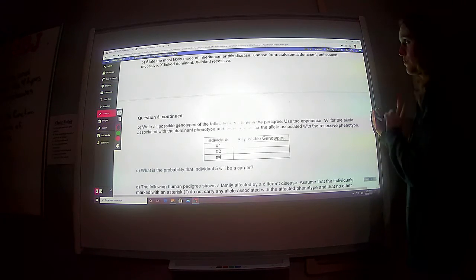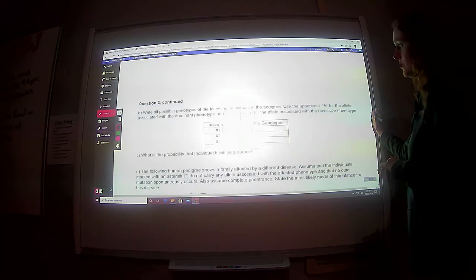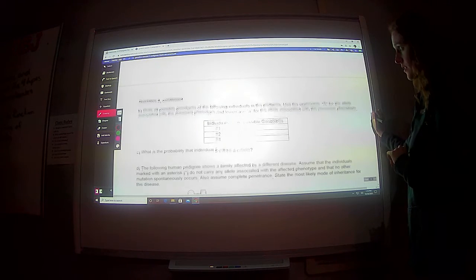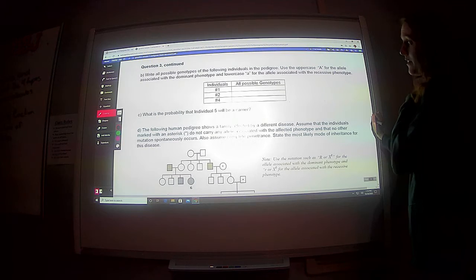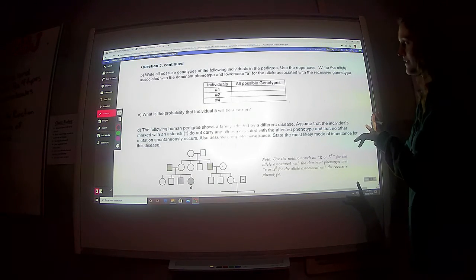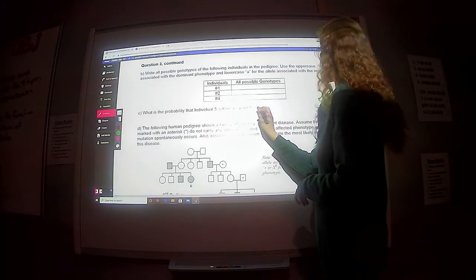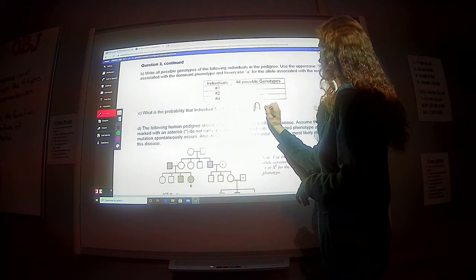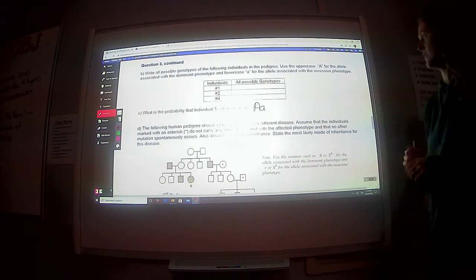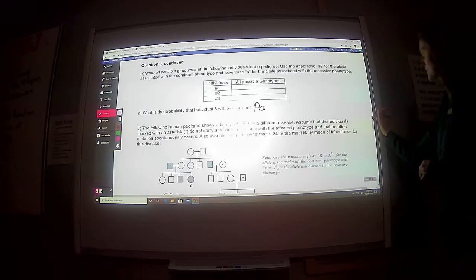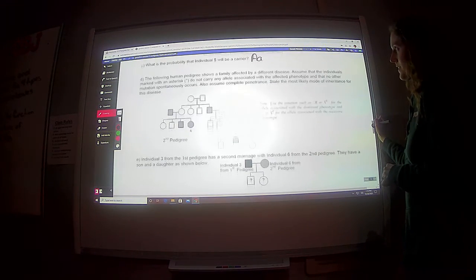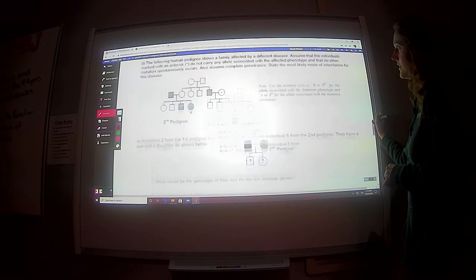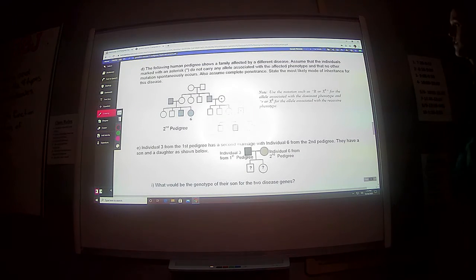So that means you would have to have two lowercase alleles in order to inherit that trait. There are possibilities for genotypes, and the probability that an individual will be a carrier, so that means that they are heterozygous. So here you're looking for a heterozygous person, so somebody who is like this. What's the probability that individual 5 is going to look like that? And then this is your last part of question 3.